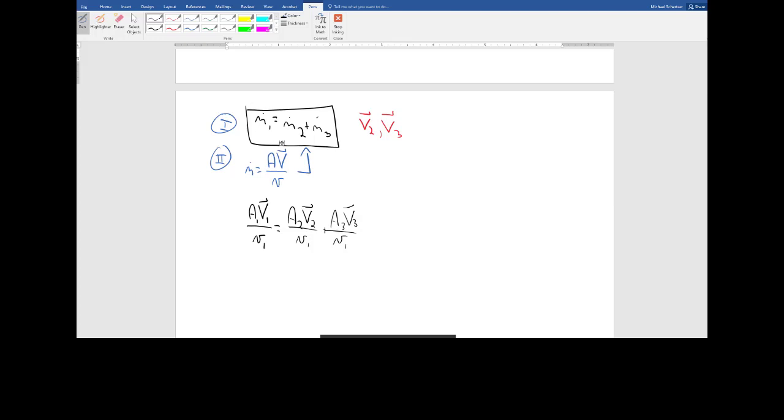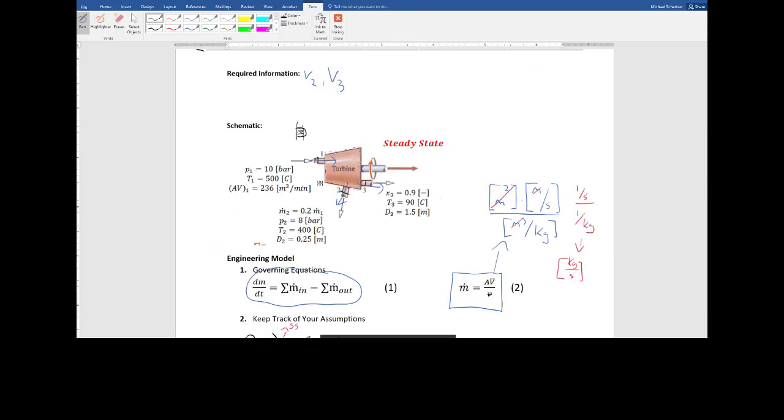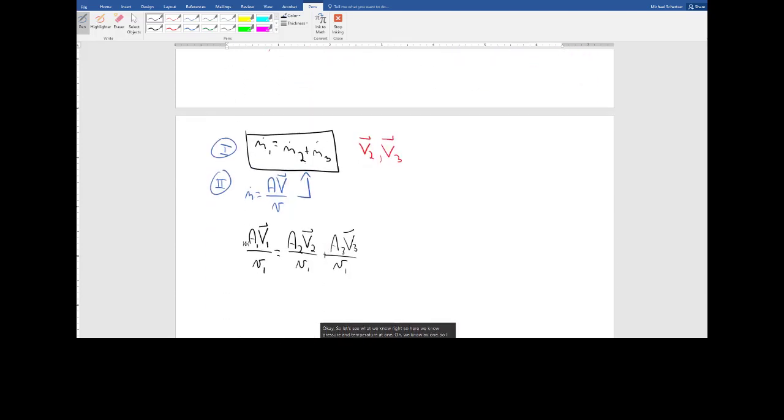Okay, so let's see what we know. All right? So here we know pressure and temperature at 1. Oh, we know A1V1. So I don't know the area or the velocity over here, but I know them both as a group. Now, sometimes it will tell me A1, V1 separately, but it might tell me that this is a volumetric flow rate. Because A1V1, if we look at the units there, this is going to be meters squared times meters per second, and that's going to give us meters cubed per second.